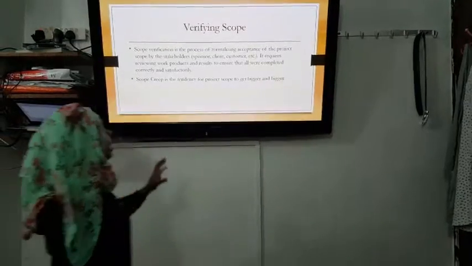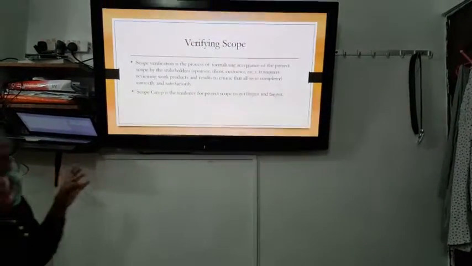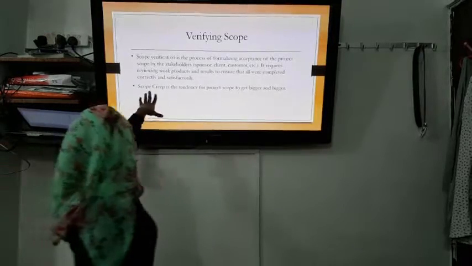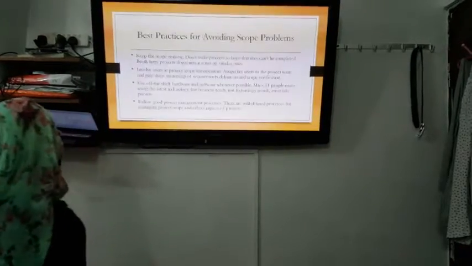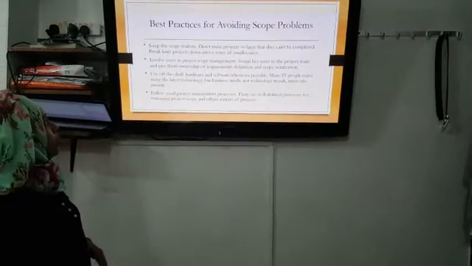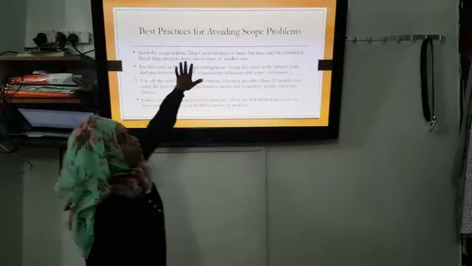Scope creep is the tendency for a project to get bigger and bigger. For example, what we have planned might not be the accurate one, it might go bigger and bigger. That is called scope creep. Problems: so first thing is, keep the scope realistic.